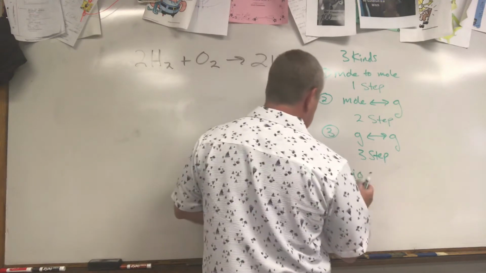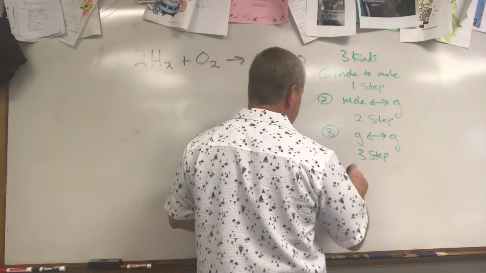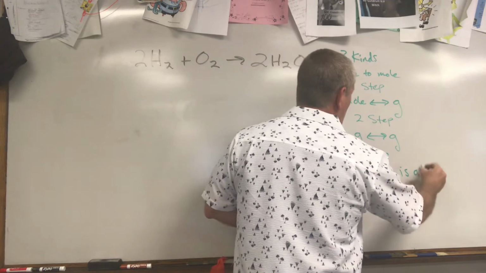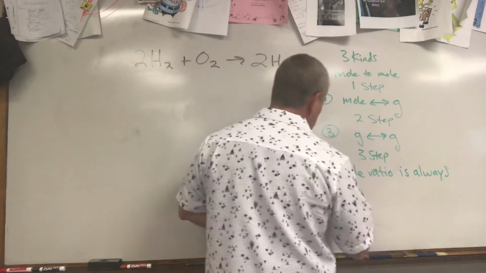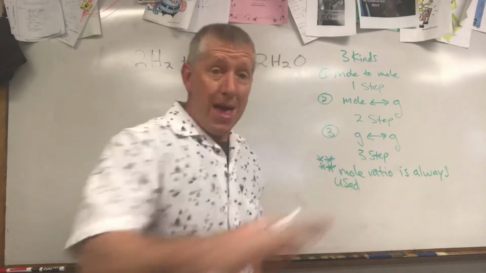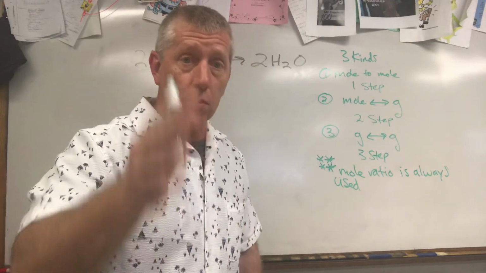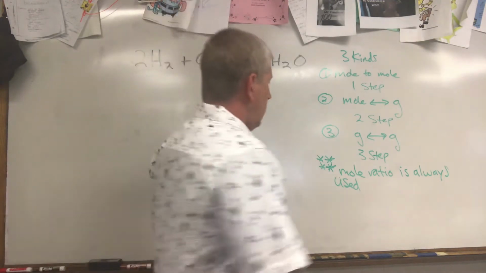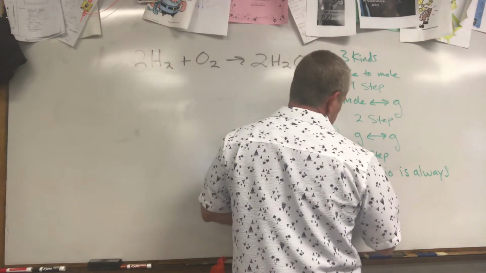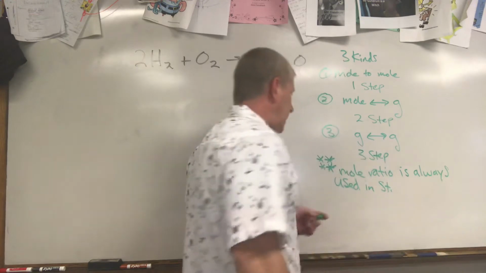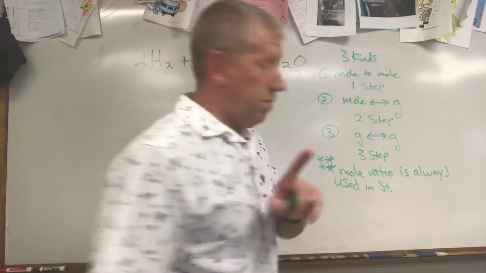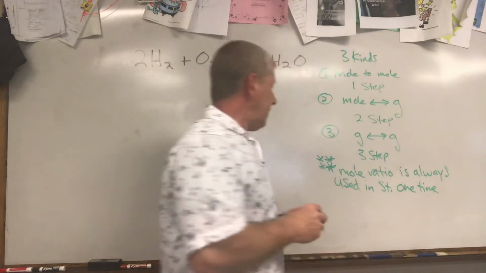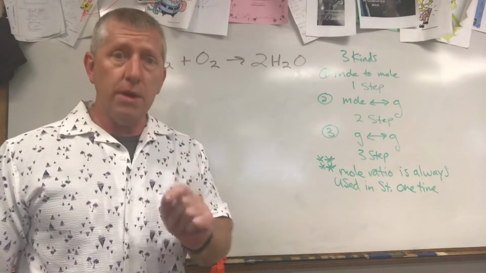Mole ratio. Oh, I put the word mole, a ratio. Mole ratio is always used in any stoichiometry problem. A mole ratio will always be used. Always, always. Aren't too many alwayses in chemistry. Here's one of them. Mole ratio is always used, and I'll put ST for short, stoichiometry problems, once. One time. You'll always have a mole ratio that will appear in your calculations once.